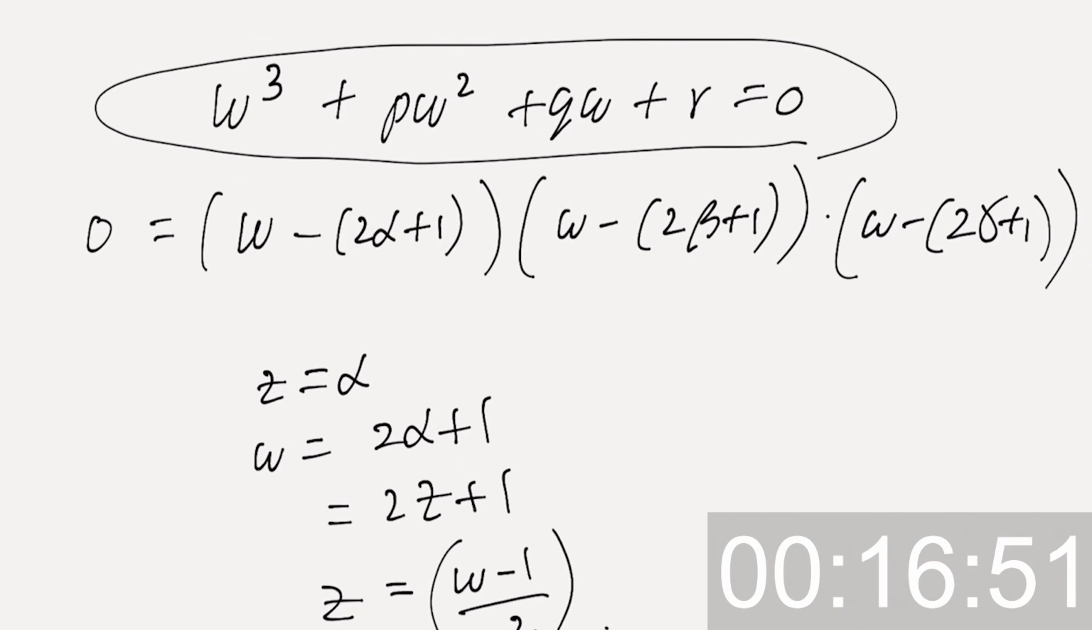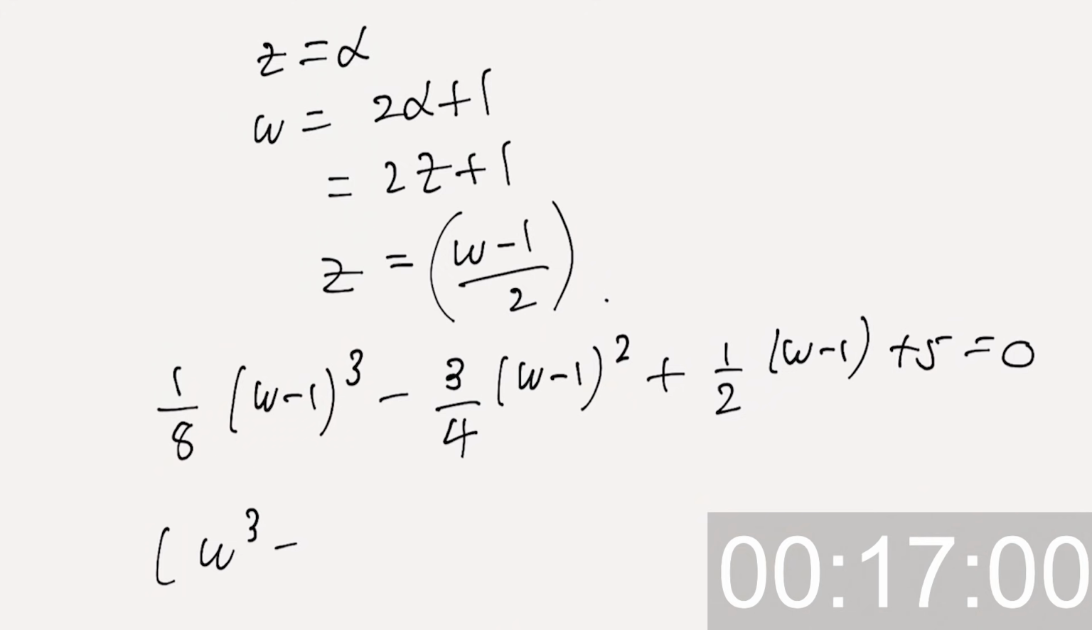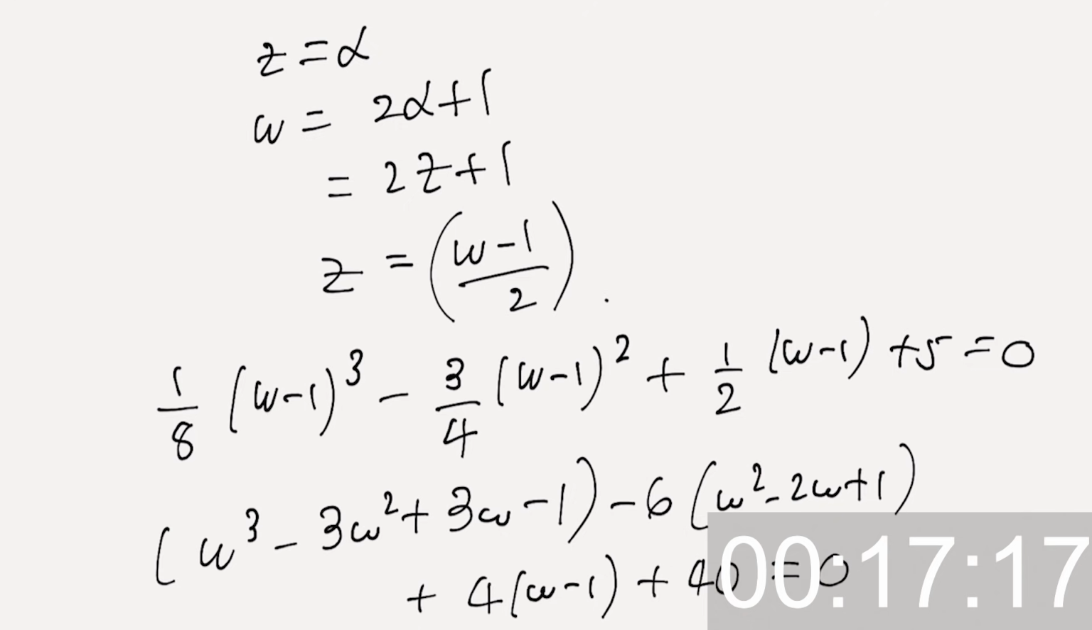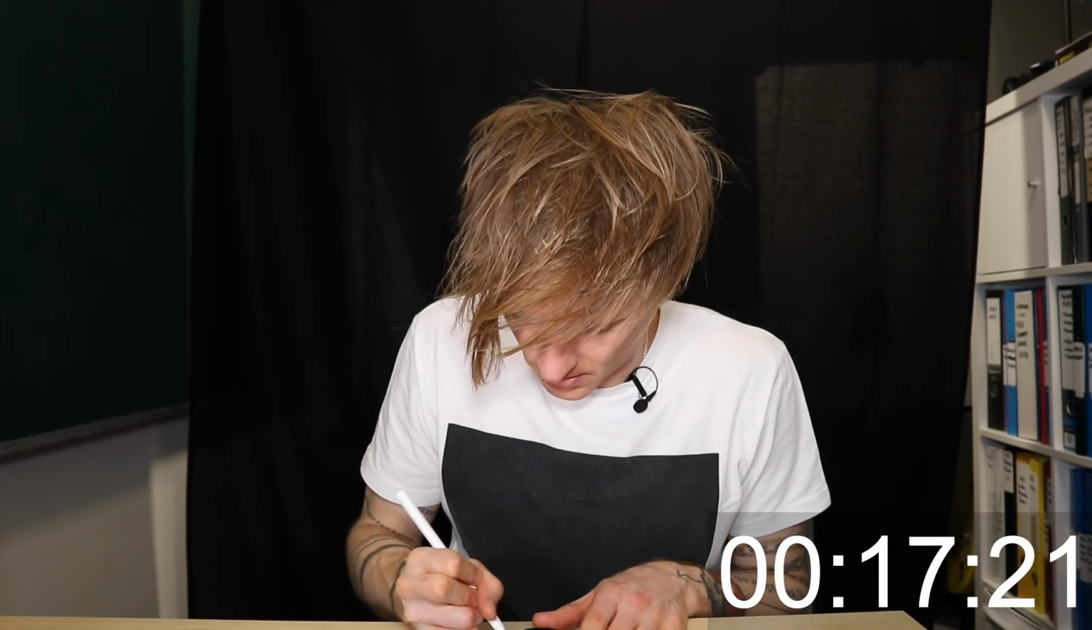So let's just do some expanding. If I multiply through by 8 and then expand out my bracket, so it's w cubed minus 3w squared plus 3w minus 1. Then I've got minus 6 lots of w squared minus 2w plus 1, then I've got plus 4 lots of w minus 1, and then I've got plus 40, because that's been multiplied by 8. And now if I just collect terms, this will hopefully give me the answer.